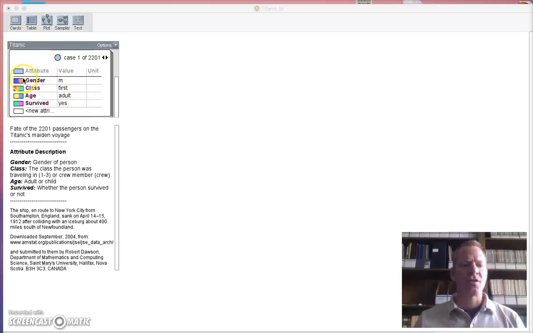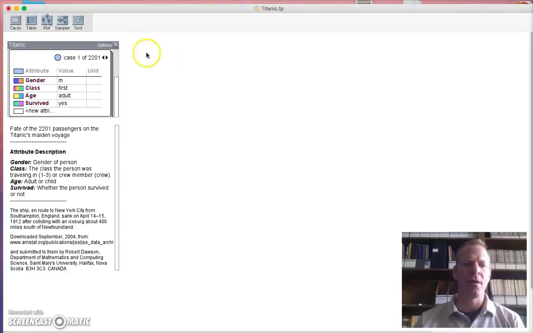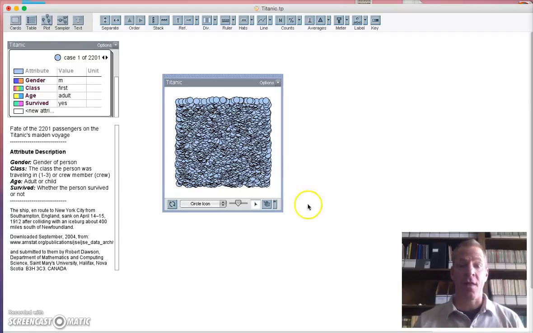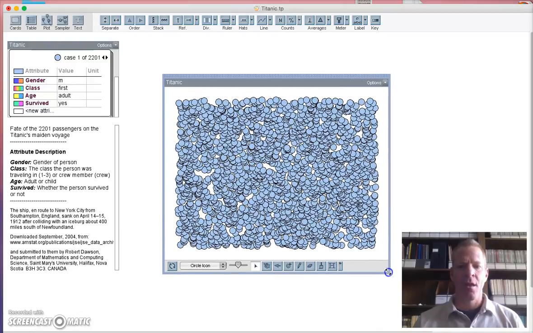So this information has the gender of the people on board and what class they were in. That's first class passenger, second class passenger, third class passenger, and crew. And then also how old they were, adult or child, and whether they survived or not. To start off, I'm going to make a plot. And what you're going to notice right away is that there's a lot of dots. That's because there's just over 2,200 people on the Titanic when it sank.